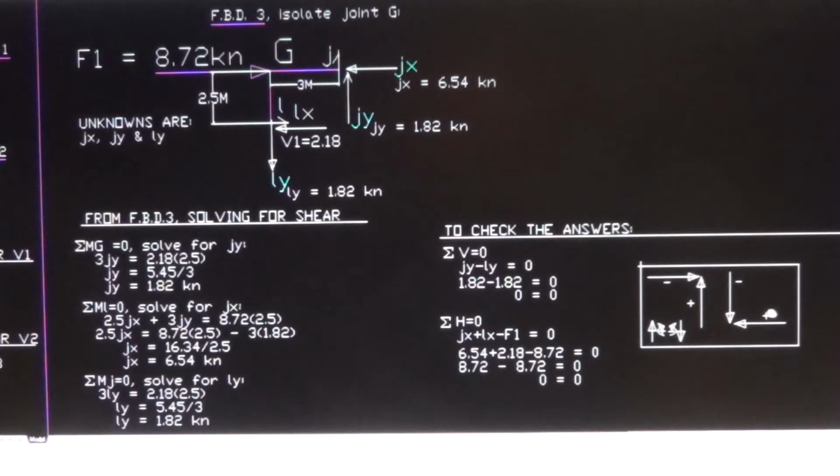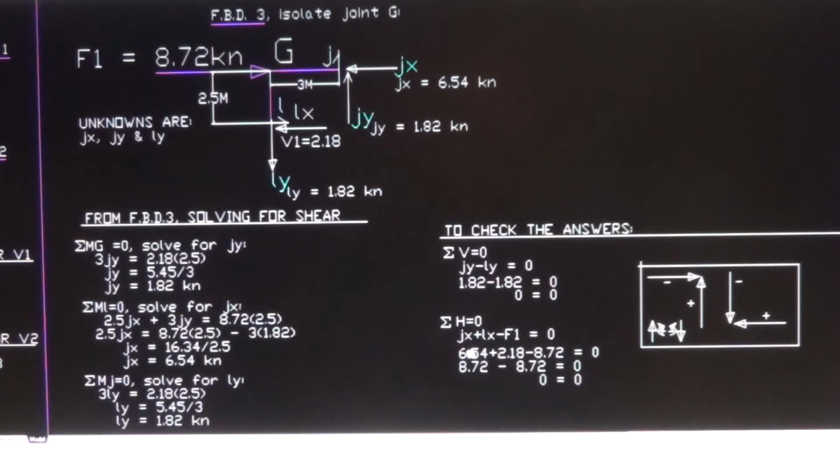To go to the left, you have to assign your sign convention, okay? And once you assign it, you stick to it. Don't ever change it from the beginning up to the end. So here I choose to the left as positive and to the right as negative. So for the horizontal forces, Gx to the left is positive, and Lx also to the left is positive, and minus F1, which is going to the right, is negative, equal to 0.